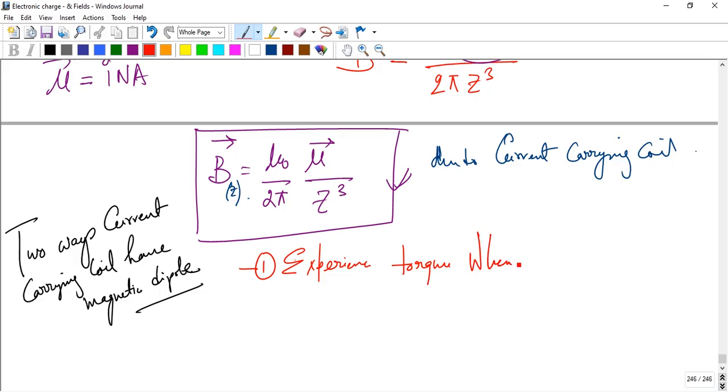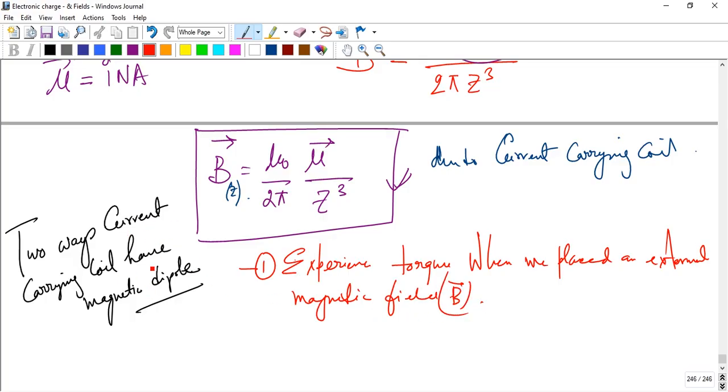When we place a current carrying coil in an external magnetic field B, it also behaves as a magnetic dipole. And way number two: it generates its own intrinsic magnetic field.